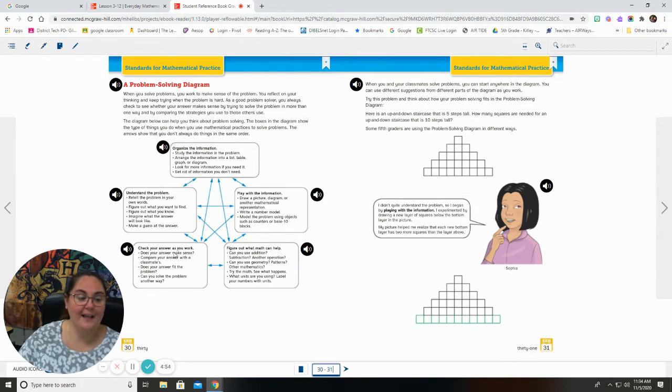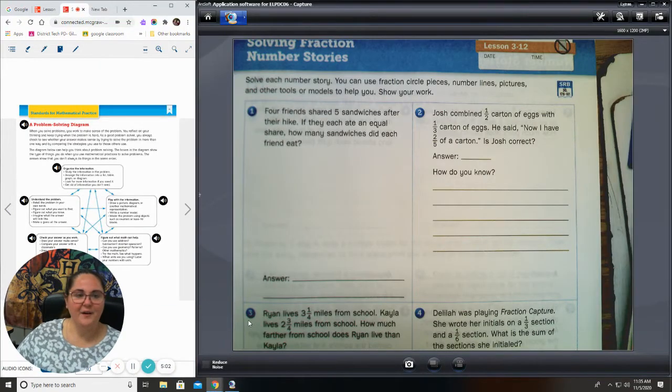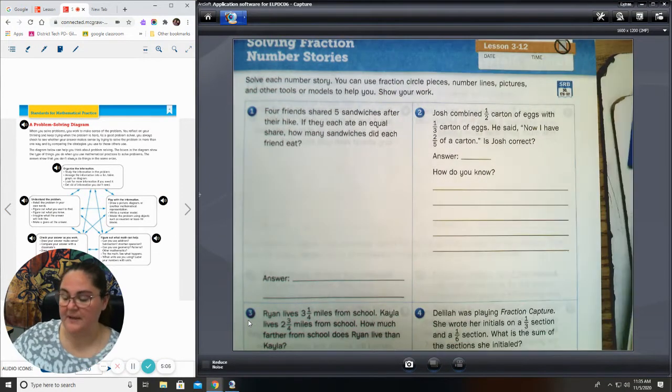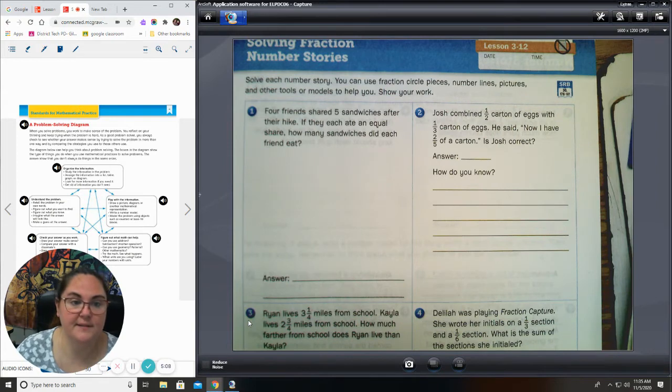All right, here we go. Let's get started. We're going to be on page 101 in your math workbook. All right, here we go on page 101. So we're going to start by reading the story. Four friends shared 5 sandwiches after their hike. If they each ate an equal share, how many sandwiches did each friend eat?